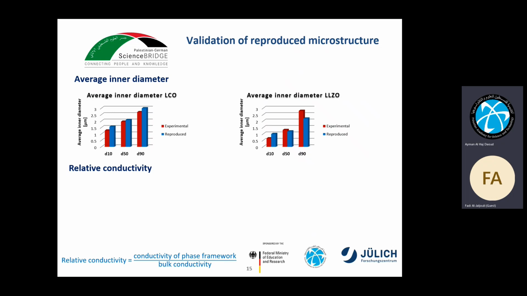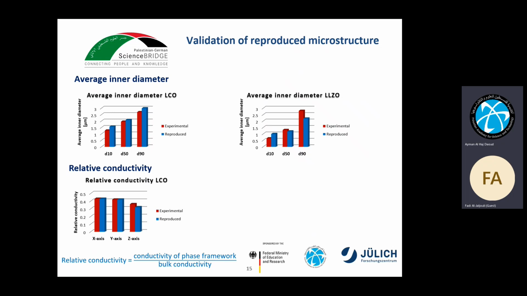For example, LCO and LLZO divided on the bulk conductivity, and this represents the functionality of the mixed cathode. Because of that, there is no such difference between the average inner diameter of the experimental and the reproduced microstructure. So the relative conductivity of LCO was so close and valid. I mean, they are matching enough.